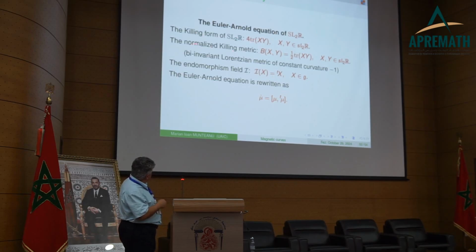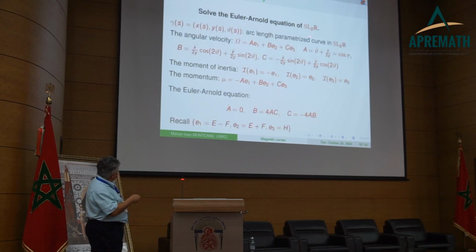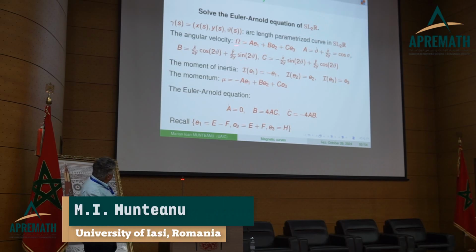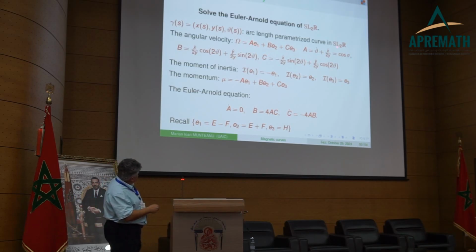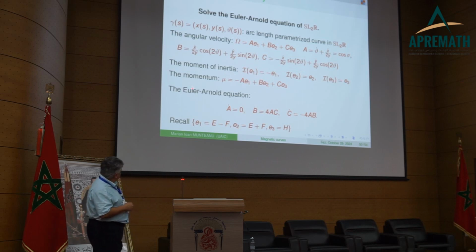So the Killing form is this one, the normalized Killing metric is this one. The endomorphism is only the transpose. The Euler-Arnold equation can be written in this way, and we apply it directly to SL2R. So we compute omega, where the coefficients are, as we previously have seen, this, and this. The moment of inertia I maps C1 to -C1, and the others are preserved. The momentum mu is this one, and if we compute the Euler-Arnold equation, we get this one.